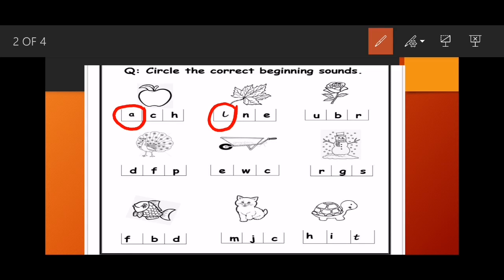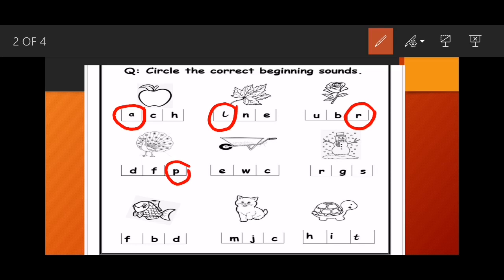Okay? Now come to the next picture. What is this? Yes, rose. The letters we have are A, B, R. So the rose starts from R. Okay, students? Then come to the next picture. This is a peacock. Very good. So the letters we have are D, F, P. So the peacock starts from P.